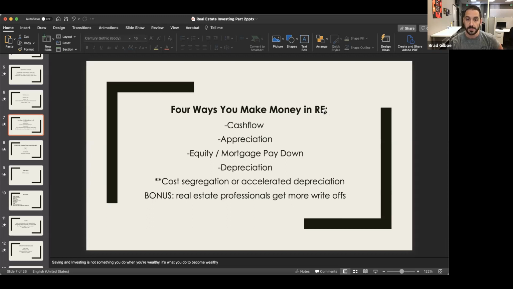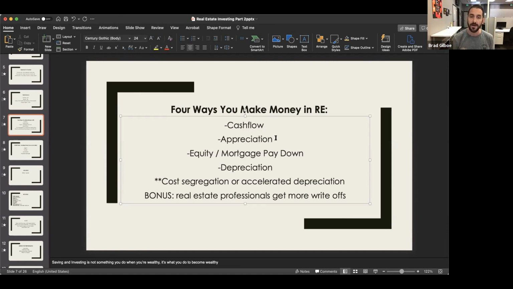So, how to make money. Cash flow is the easiest one, obviously. It's whatever your income minus your expenses is; whatever's left over is your positive cash flow. Keep in mind that over time, rents will increase, so you should be making more cash flow. If you're locking in fixed rate debt and rents increase, then your cash flow margin will increase each year. Appreciation is pretty straightforward.